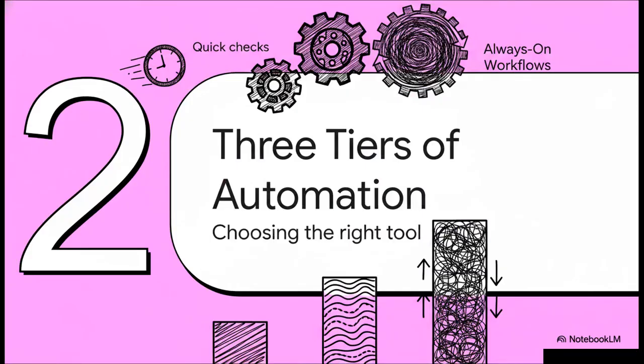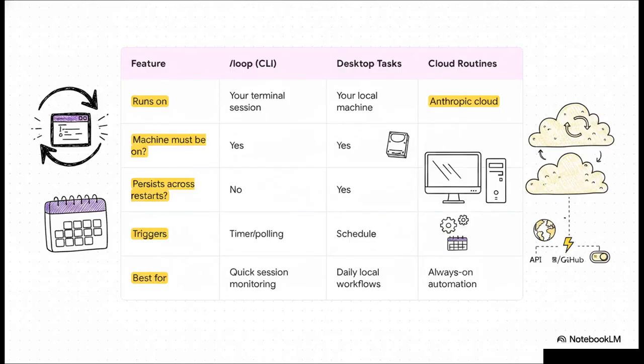Okay, let's get into the nitty-gritty, the 3 tiers of automation. The cool thing here is that Claude Code knows there isn't a one-size-fits-all solution. So instead, you get 3 different levels of automation, each one designed for a specific job, from just a quick little check to a full-on, always-on workflow. And this table is a perfect summary. Just look at the progression.